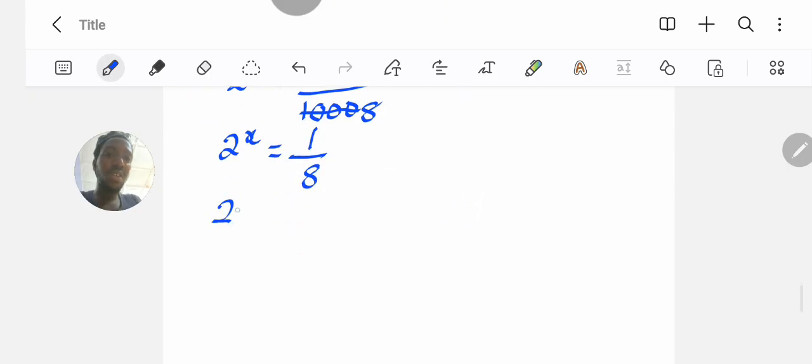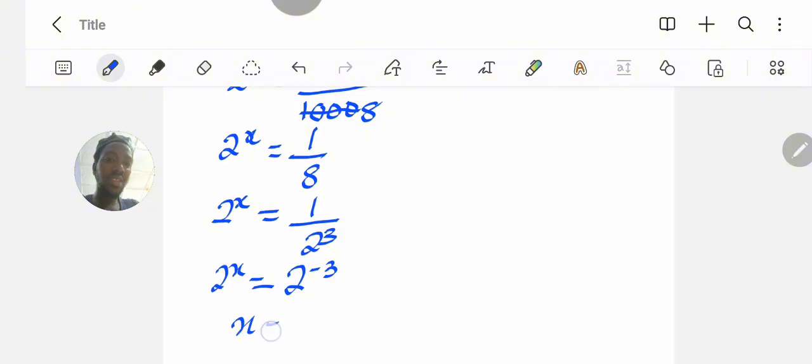And from here, we have 2 raised to the power of x equals 1 over 2 raised to the power of 3. If 2 raised to the power of 3 goes up, it becomes 2 raised to the power of minus 3. And hence, x equals minus 3. That's the answer.